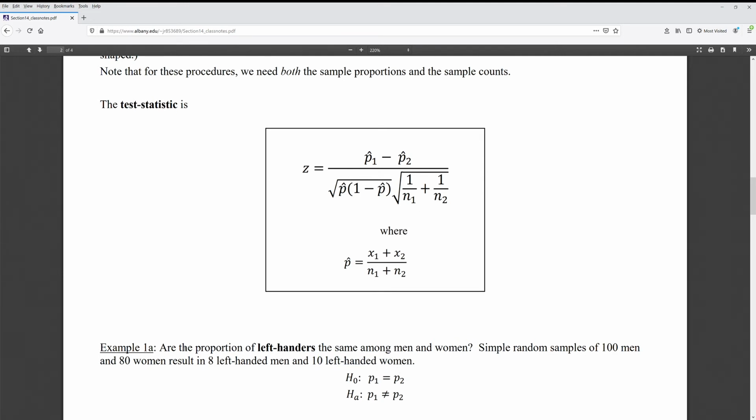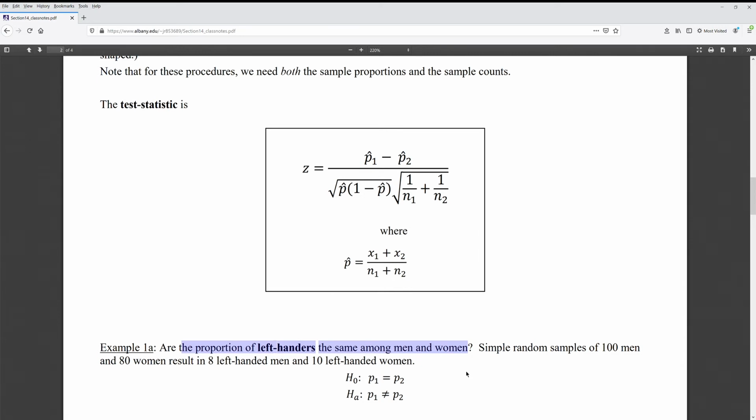So, note the way the question is worded. Are the proportion of left-handers the same among men and women? Are they the same, or are they not the same? There's nothing in that question suggesting a one-sided alternative. Are men less likely than women to be left-handed? Sure. Are men more likely than women to be left-handed? Sure. But there's nothing in the grammar of the question suggesting that it's one-directional. So by default, it's two-directional.